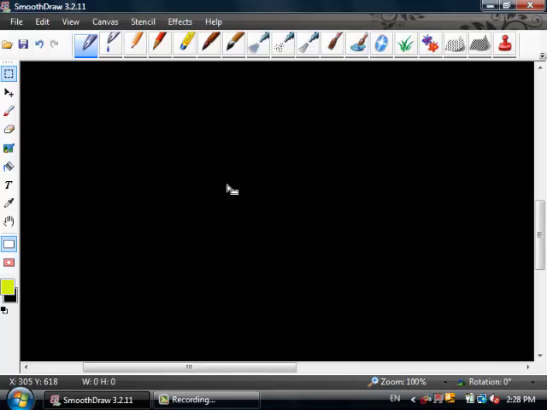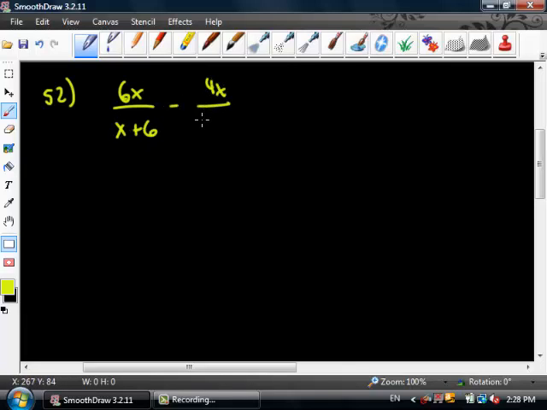Alright, let's take a look at subtracting a couple of these expressions. Let's take a look at number 52: 6x over x plus 6 minus 4x over x minus 2. Before I subtract two rational expressions, what do I need? Skylar? Common denominator. What's the common denominator here? x plus 6 and x minus 2. This needs an x plus 6. On the left, we need an x minus 2.